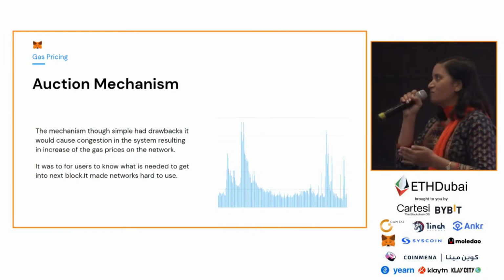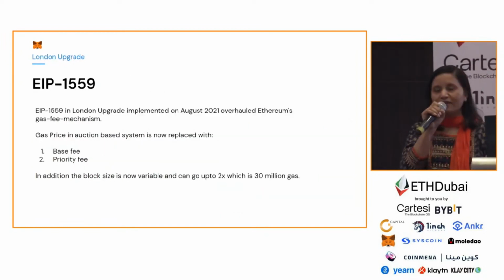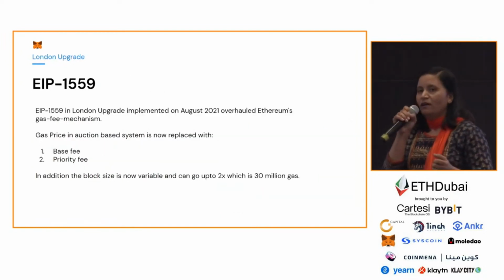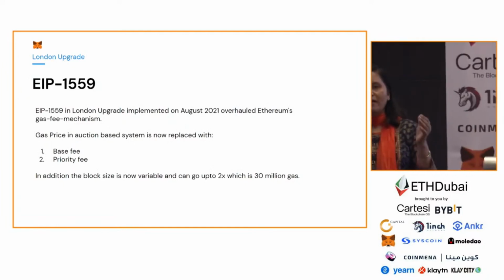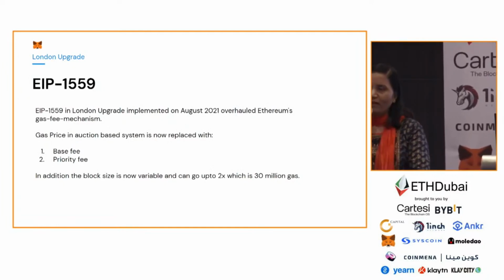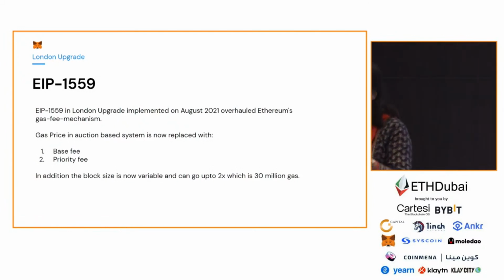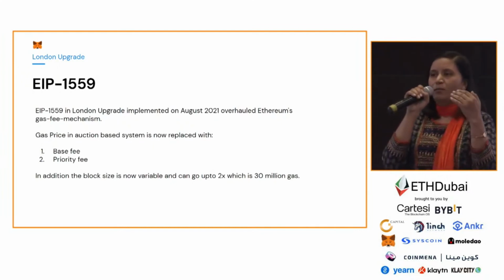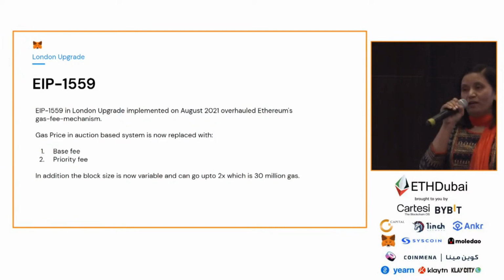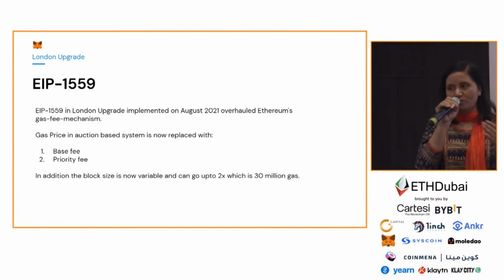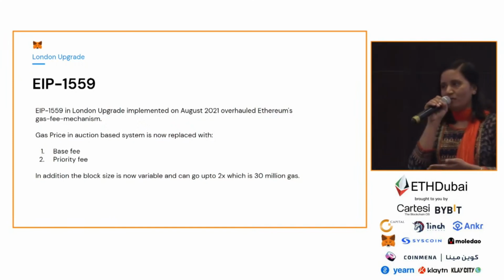Ethereum overhauled their gas mechanism with EIP 1559 in the London upgrade last year. It was in August 2021. In EIP 1559, this auction mechanism and gas price was replaced by two variables, which are called base fee and priority fee. And the block size was also made variable. It was 2 times of what it was previously. So previously it was 15 million gas, and now it's 30 million gas.